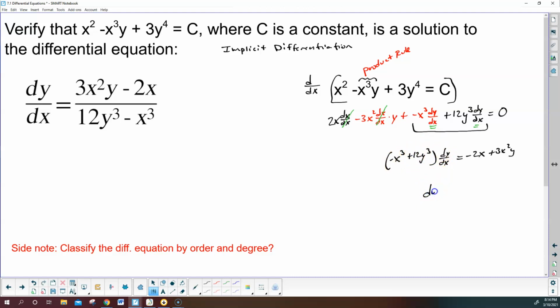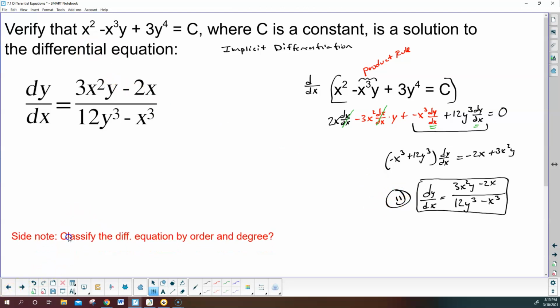Now notice dy dx has been factored out. So now I can solve for that, and I should make it look exactly like this. So see how I have the minus 2x on top? I'm actually just going to write the 3x squared y first, and then put the minus 2x, because I can flip addition around. But now it matches perfectly, and then I'm going to divide by this piece, but I want the 12y to the third to come first, and then minus x to the third. So notice, I have this matching perfectly. So I verified that solution.